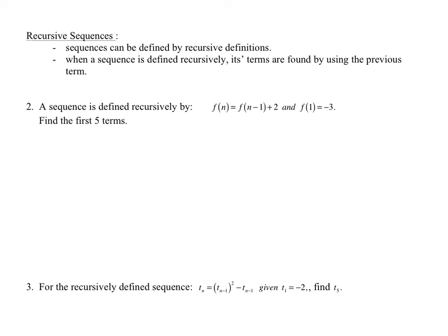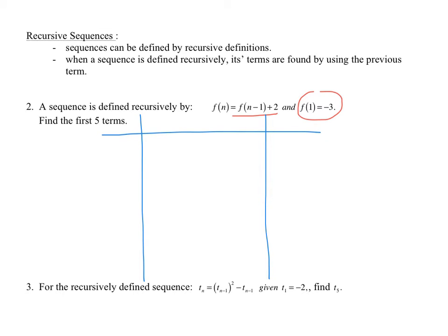So number 2, a sequence is defined by, so here's my formula, f of n equals f of n minus 1 plus 2. And here's my first term. F of 1 is going to be a negative 3. So they want us to find the first 5 terms. Well, this is going to probably be a bigger chart, so we're going to write nice and small because we have to actually fill things in, and then hopefully you'll get the hang of it. It won't be too much math. So n goes here. F of n minus 1 plus 2 goes here, and then my answer.